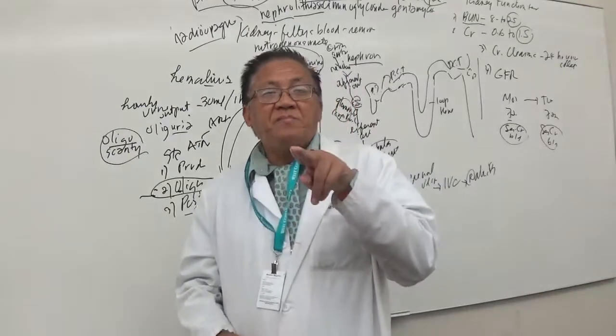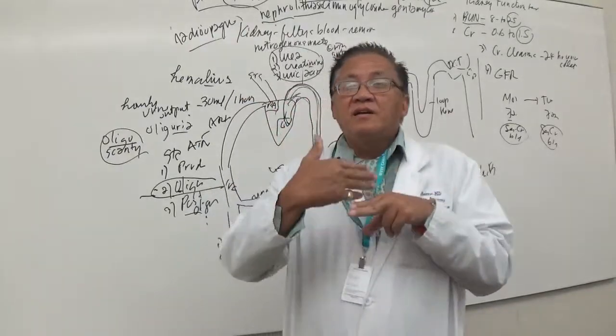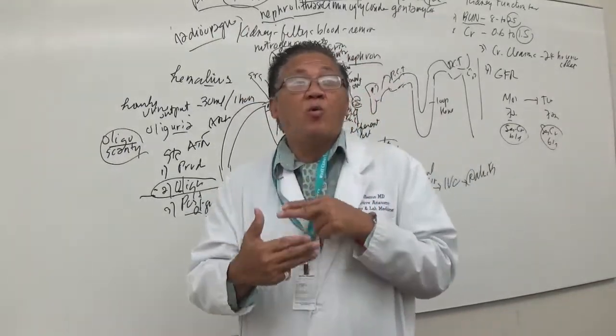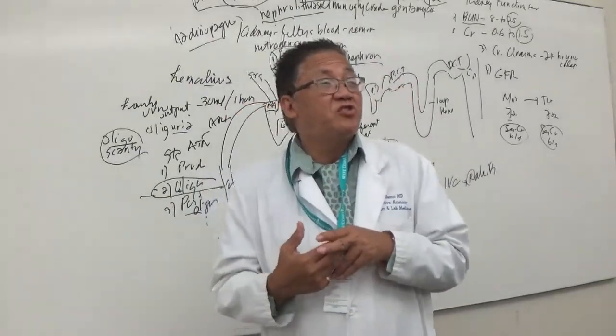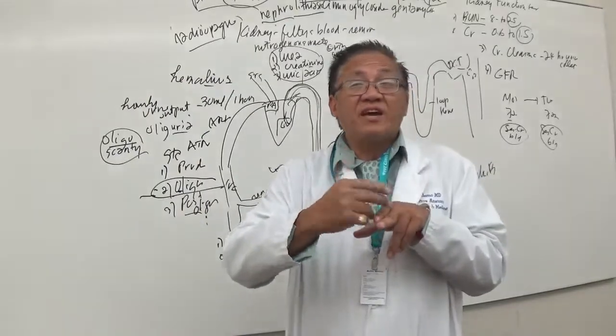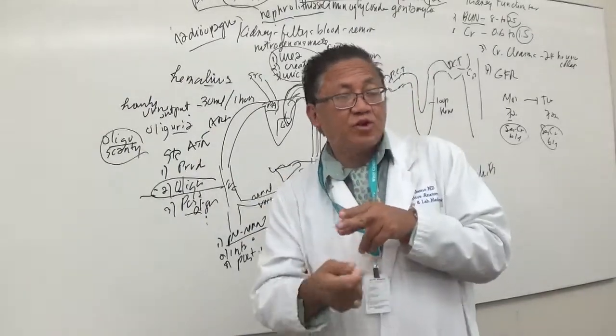Now remember, if this is a penis, you have what? What do you call that skin that covers? It's called foreskin, or what we call prepuce, right? In people who undergo circumcision, we excise the foreskin and then fold and then suture.